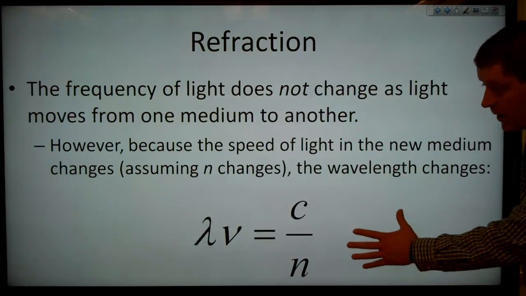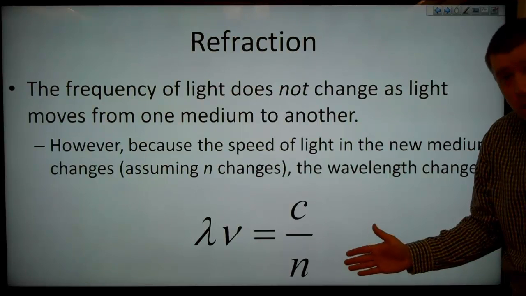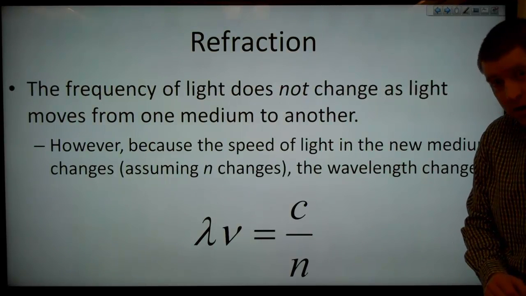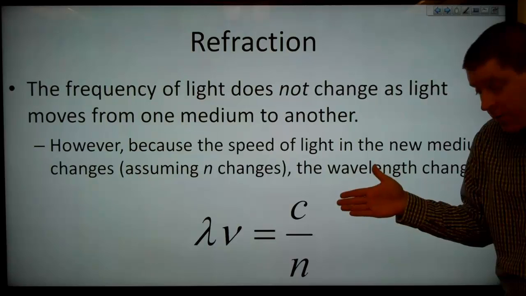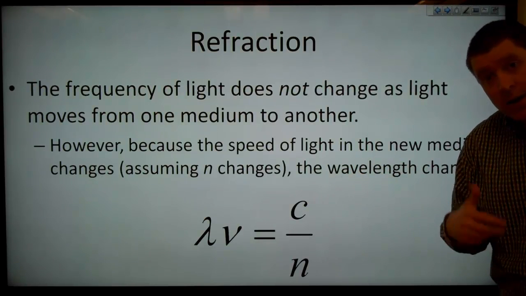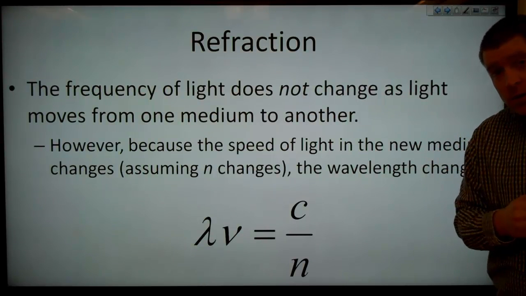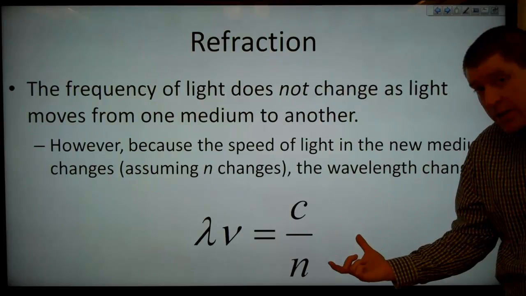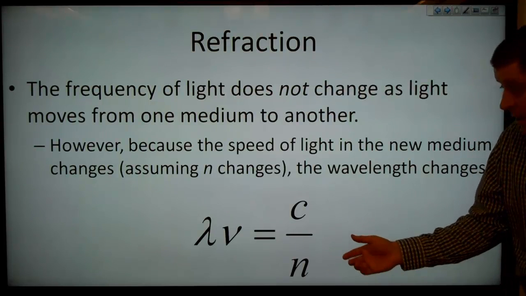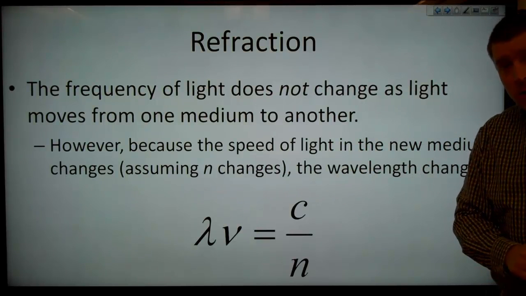Note here that lambda nu is equal to c over n, where n is the index of refraction. If we're looking at light in a vacuum, then n is 1, and we have c equals lambda nu, just like we've learned before. But if the speed is no longer the same, and the refractive index is different, then if the frequency is not changing, the wavelength must be changing.